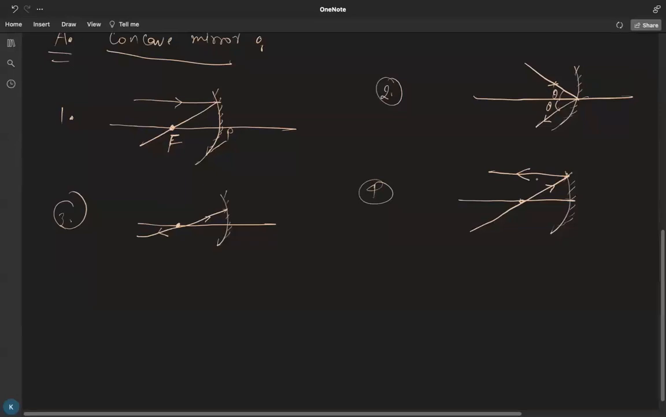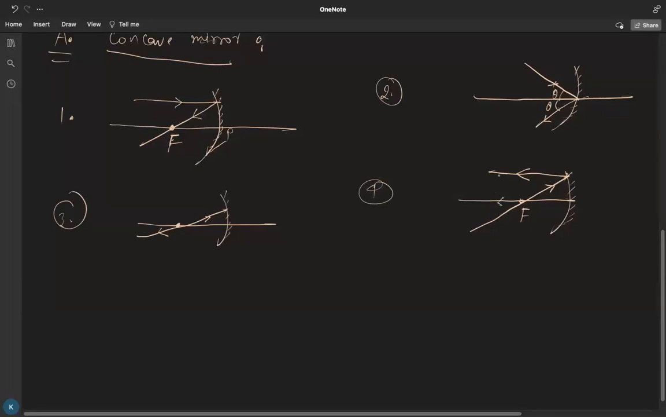Fourth point: if an incident ray of light is passing through the focus, after reflection the reflected ray is parallel to the principal axis. Okay, so these are the things you have to keep in mind. In the third case, the incident ray and the reflected ray are on the same line. And in this one, this is our focus: when an incident ray of light passes through the focus, after reflection the reflected ray is parallel to the principal axis. This is our principal axis.